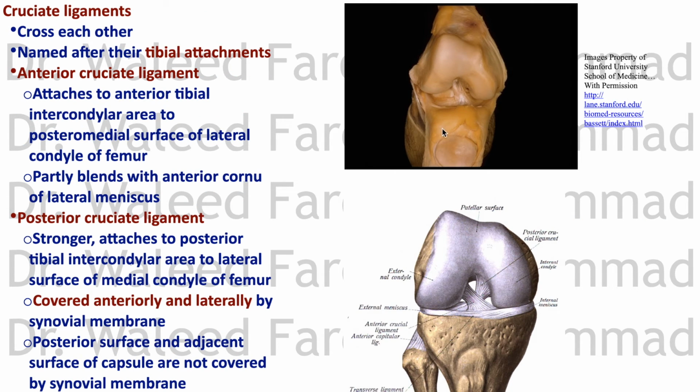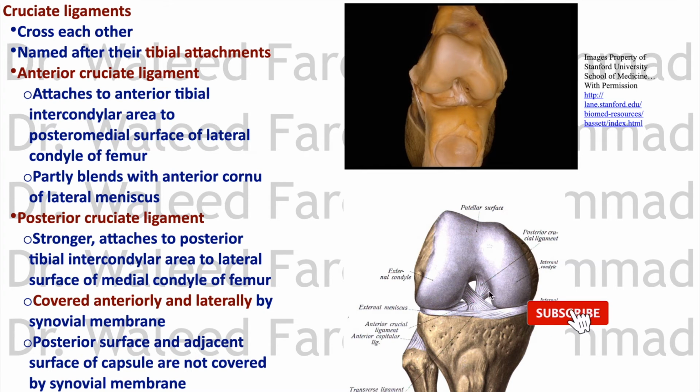The cruciate ligaments: we have the anterior and posterior cruciate ligaments. They are named after their attachments to the tibia. The anterior cruciate ligament runs from the anterior part of the tibia, the intercondylar eminence or area, to the medial surface of the lateral condyle of the femur. The posterior cruciate ligament is tougher and stronger than the anterior, and comes from the posterior margin of the intercondylar area to the lateral surface of the medial condyle of the femur.